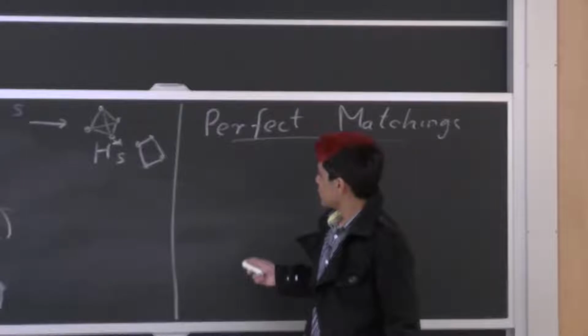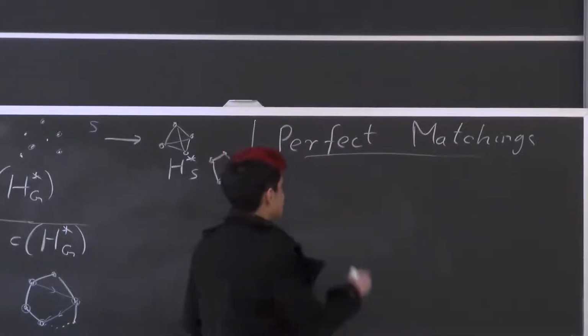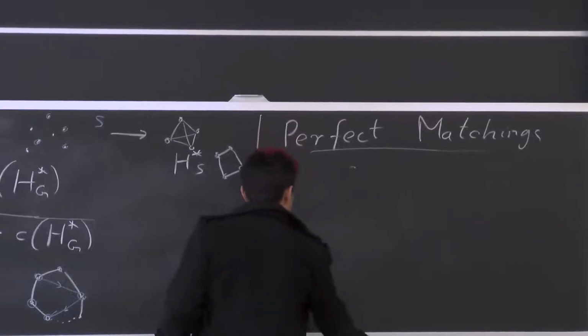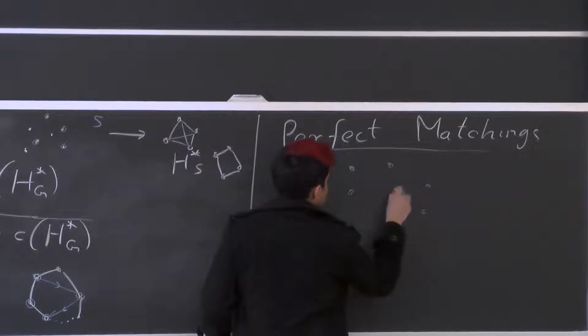So it turns out in a complete graph, you can still do perfect matching. So perfect matching is, you need to have an even number of vertices, right, to have a perfect matching. So let's say you have these vertices, and so this is the perfect matching.